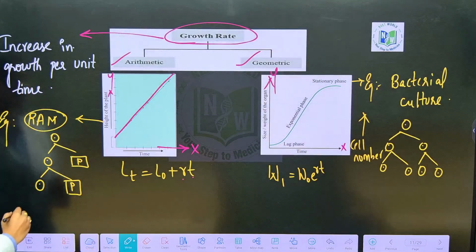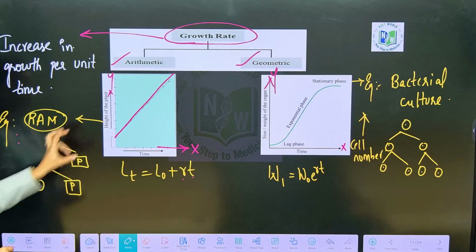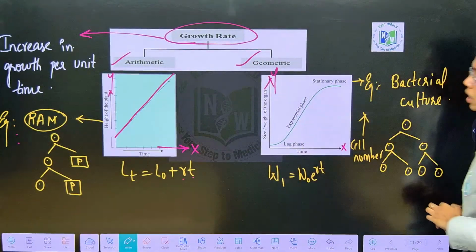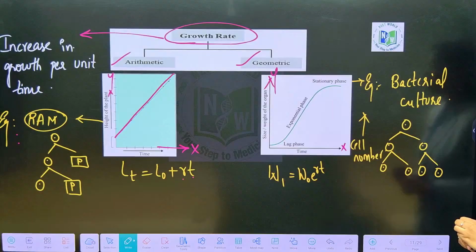And here you can see increase in growth per unit time in root apical meristem, and this is how the growth happens both in the arithmetic growth rate and in the geometric growth rate. Clear till here? Any doubt anywhere?